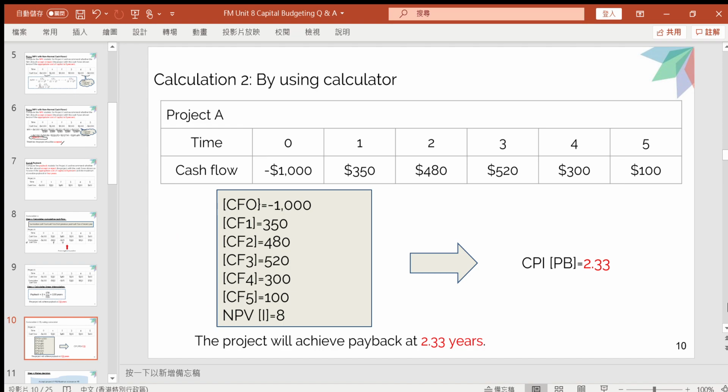Okay, if you're using your professional financial calculator, you can press the button to work it out. Okay, but yours is a general one. You don't have this function key. Okay, that's why it will give you the same result.